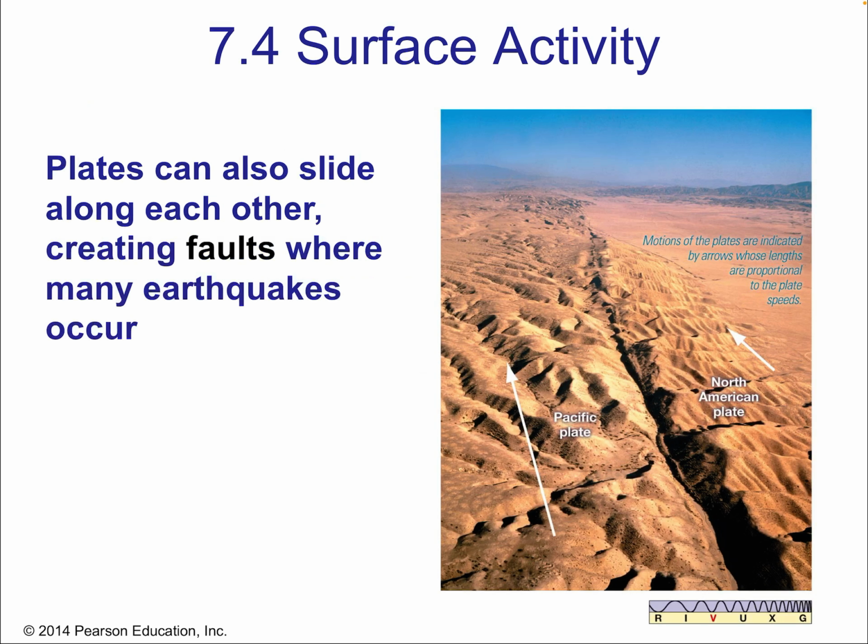Plates can also slide along each other with no pushing, but just a sliding along. So we can have two plates here sliding side by side, the Pacific plate and North American plate, creating a fault line. All right, these produce a lot of earthquakes, these sliding plates.